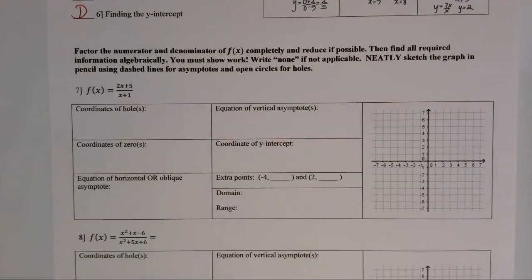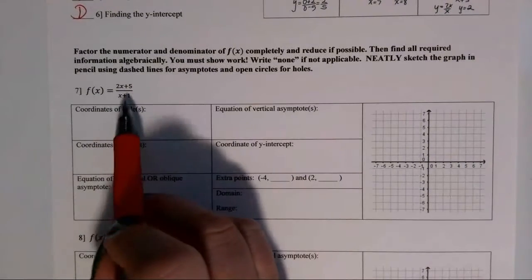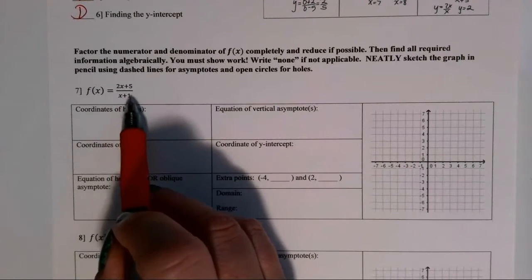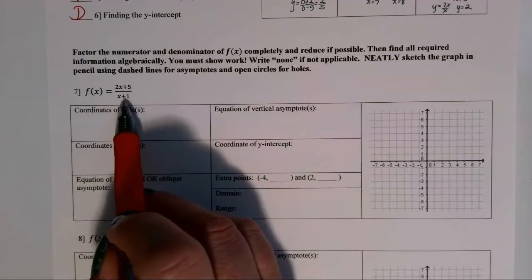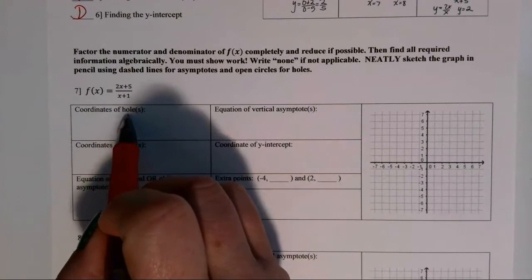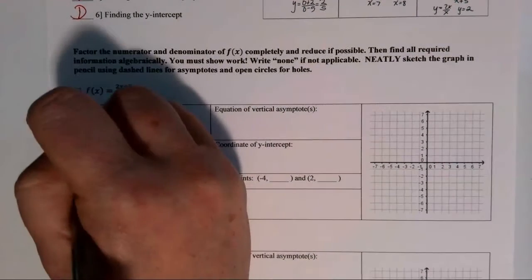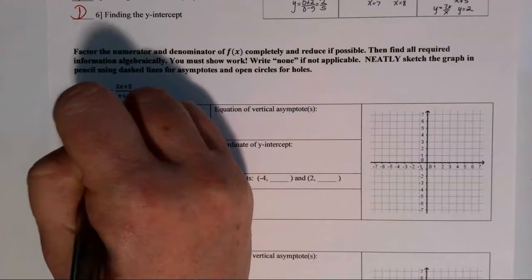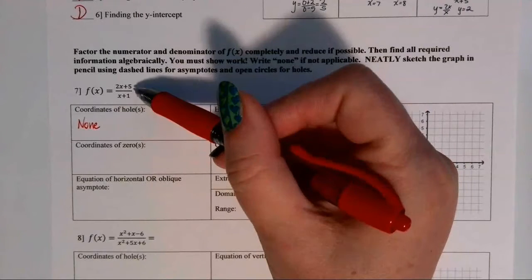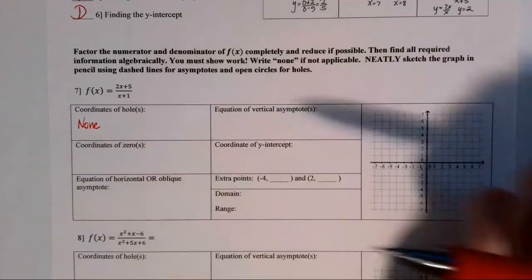So looking at number 7, we have a numerator of 2x plus 5, a denominator of x plus 1. Those are both completely factored, so there's no factoring that needs to occur, which means that we have no holes. Right, coordinate of holes would be none, because holes come from factors that cancel from the numerator and denominator.